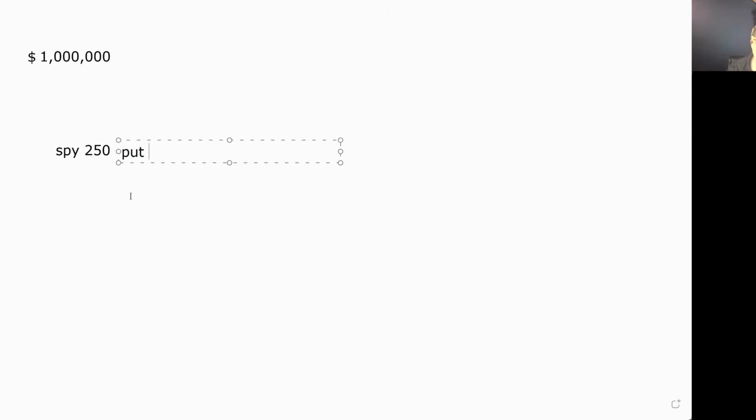So remember what I said before about options being 100 shares? Well, it's also a multiplier. So this 250 put, that 250, I have to multiply times 100. 100 times 250 is 25,000. So this option contract is worth $25,000. That's each one. Doesn't matter the premium yet.